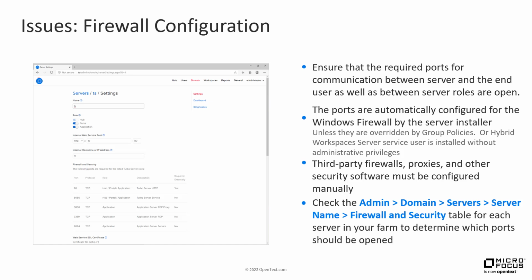Generally, the Turbo Server installer will configure these ports in the Windows firewall. However, these can be overridden by group policies or won't apply if the customer is using a third-party firewall. Additionally, if the Turbo Server service is installed without administrative privileges, it won't be able to configure the firewall settings.